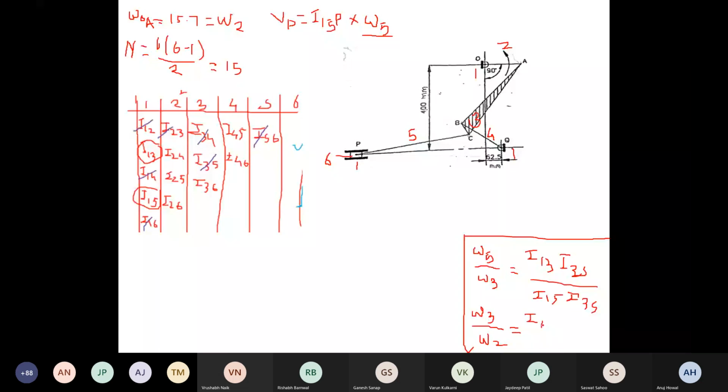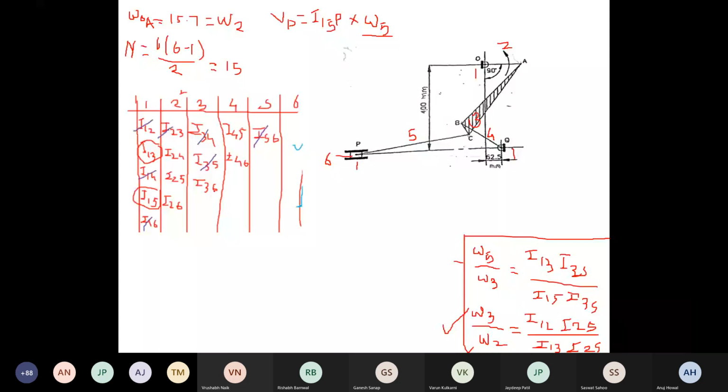I12, I25 divided by I13, I25. Is it right? समझ में आया? Means first of all you have to find out this formula and then you have to find out this one. Okay. Means omega 2, we know the omega 2. You have to find out omega 3 by using this formula. Then by using this omega 3, you have to find out omega 5.